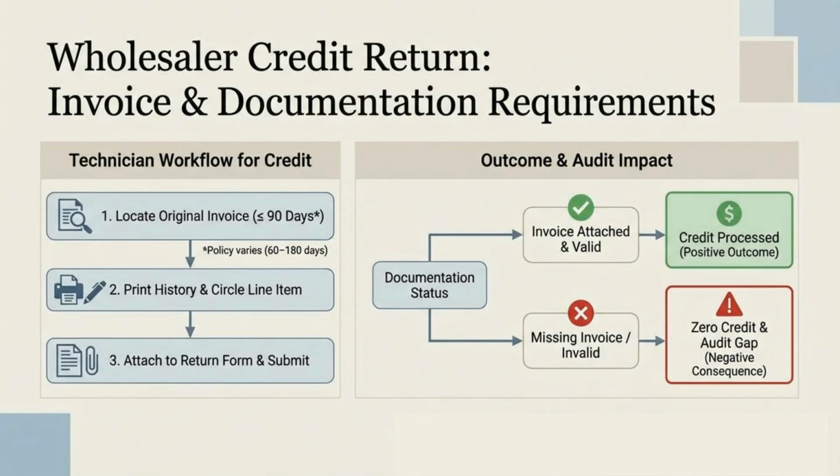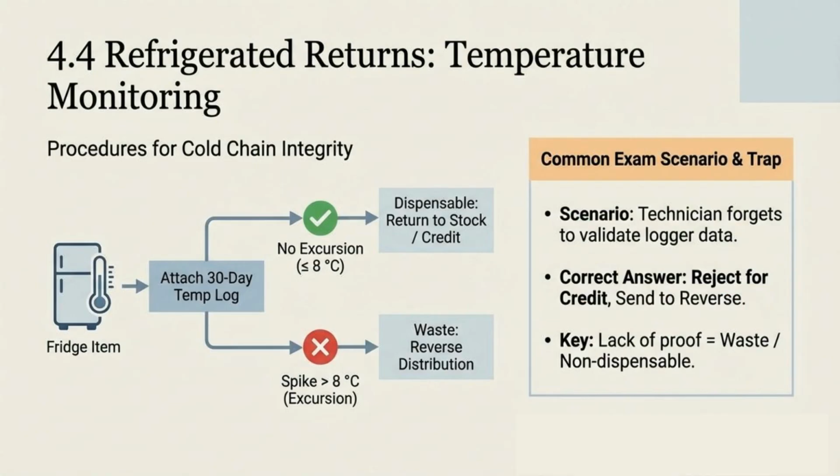For a wholesaler credit return, the technician must locate the original invoice, print the history, circle the line item, and attach it to the return form. A missing or invalid invoice results in 0 credit. For refrigerated returns, if the 30-day temperature log shows no excursion, the item is dispensable. If there's a temperature spike above 8 degrees Celsius or a lack of proof, it becomes non-dispensable waste.